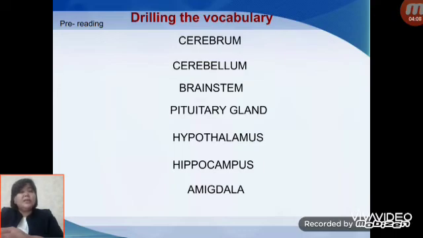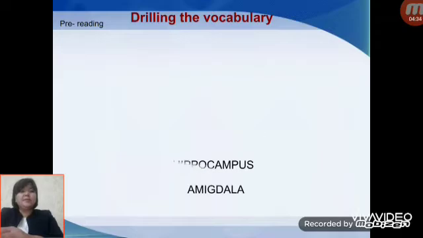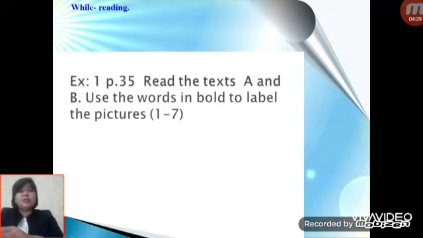Okay, now let's repeat after me the new words, because we'll need these new words in the text. Cerebrum, cerebellum, brain stem, pituitary gland, hypothalamus, hippocampus, amygdala. Now let's read yourselves. Okay. Now try to repeat yourselves.